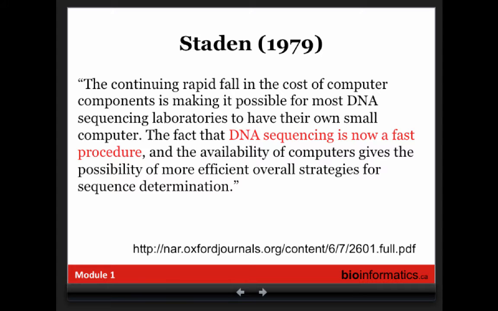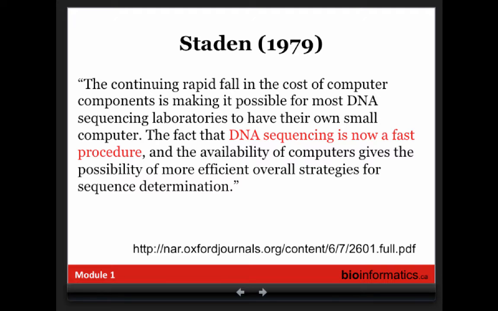And so it's an interesting historic perspective that dideoxynucleotide sequencing, which takes days to do, was at that time considered state of the art and a fast procedure compared to some of the earlier technologies. And I bet when Staden wrote this statement, he wasn't thinking about the next-gen sequencing available today and how much faster we can do sequencing.